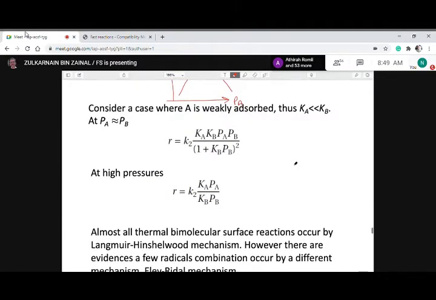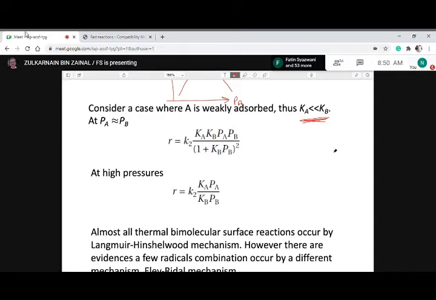So, another case to consider is where A is weakly adsorbed, then Ka is very far less than Kb. A is weakly adsorbed, meaning that the amount of A on the surface is much lower compared to the amount of B. So B is better adsorbed on the surface, right?